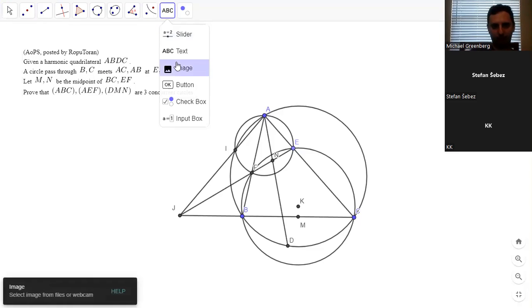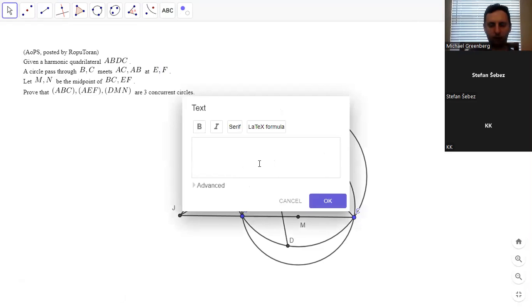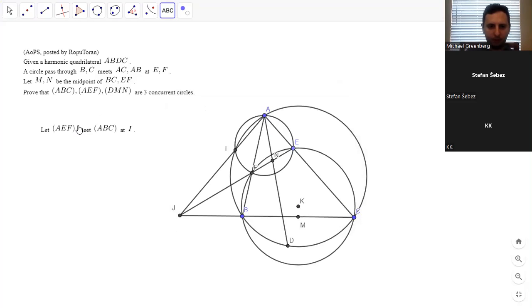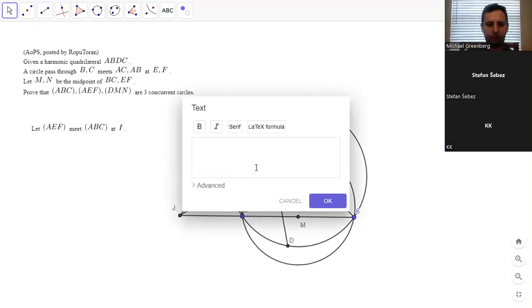So yeah, this is another easier one. So let AF meet ABC at I, and then by the radical axis theorem, AI, EF, and BC concur at a point J. AI, EF, BC concur at a point J.